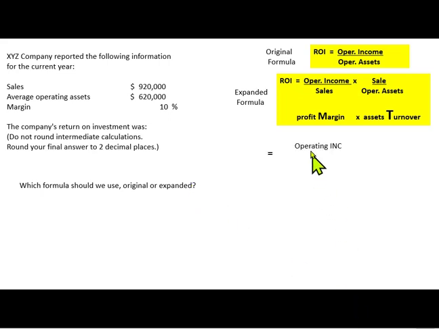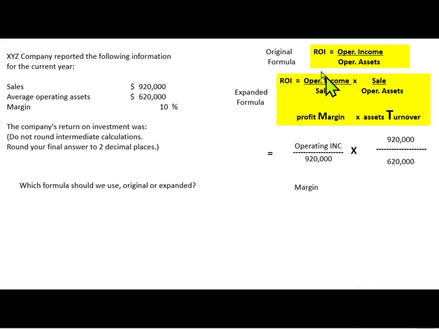So we're going to say that the operating income, right there, divided by the sales times the $920,000 worth of sales. Because we had sales in both of these, we can plug in sales on the bottom of this one, and we can plug in sales as the numerator for this formula, divided by $620,000 worth of operating assets. So we're getting closer. The only thing we have unknown here is this operating income, which we can figure out.